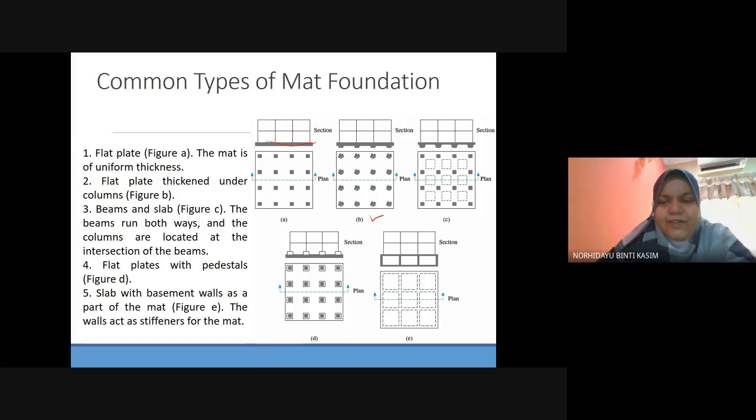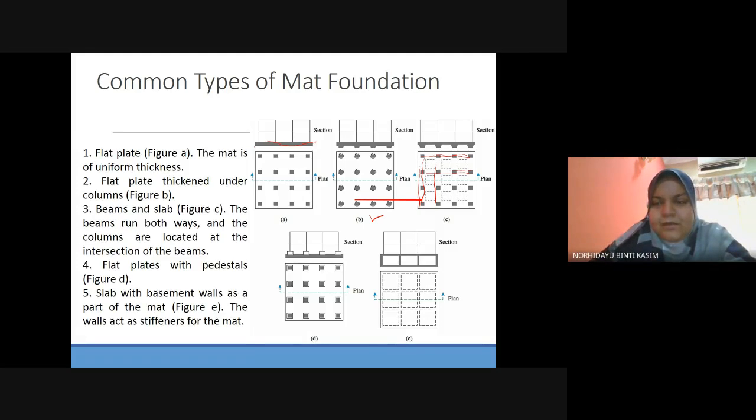Okay, and then number three, refer to figure C. The beams run both ways, and the columns are located at the intersection of the beams. So you can have the beam, and the location of the column should be at the intersection. So if there's a beam, the column is in the center here.